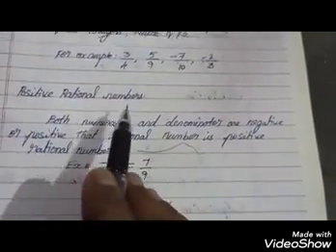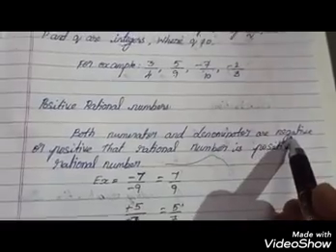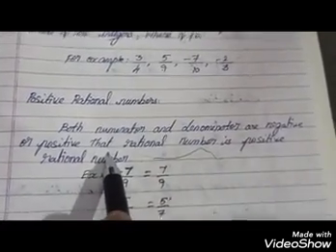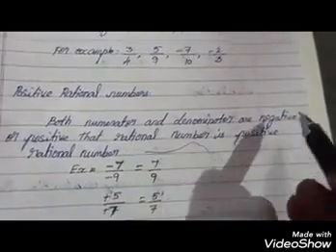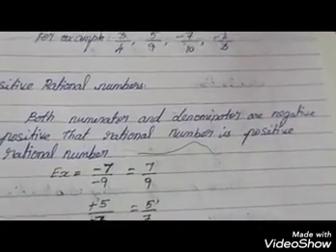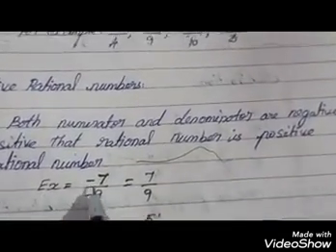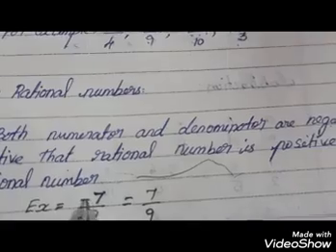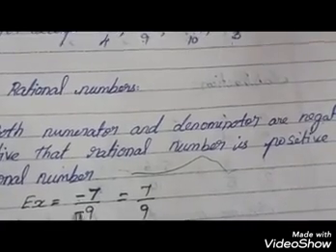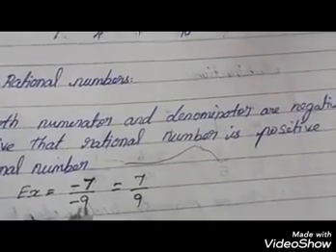In a positive rational number, if both numerator and denominator are negative or both positive, that rational number is positive. How is it possible? Negative means negative only, you know. How can I say that is a positive rational number? One example: minus 7 divided by minus 9. Here both numerator and denominator are negative.